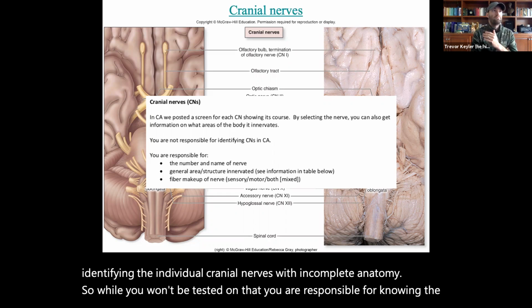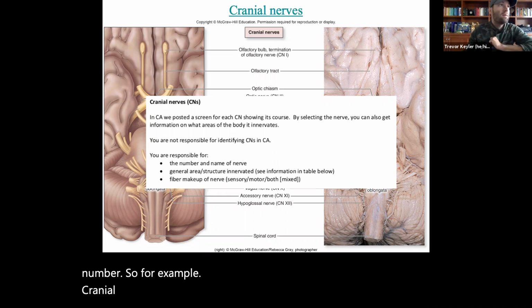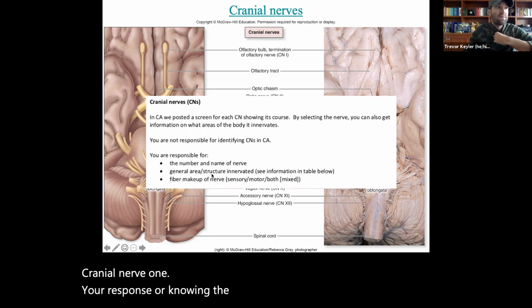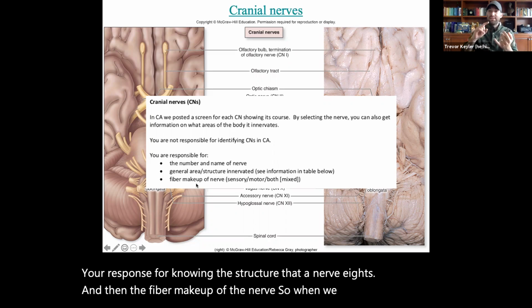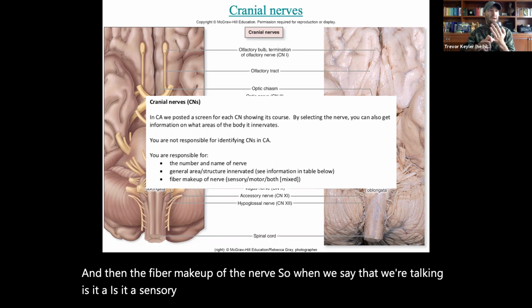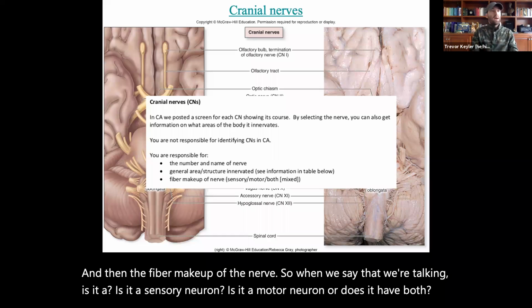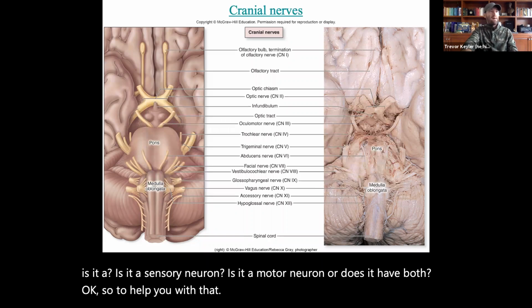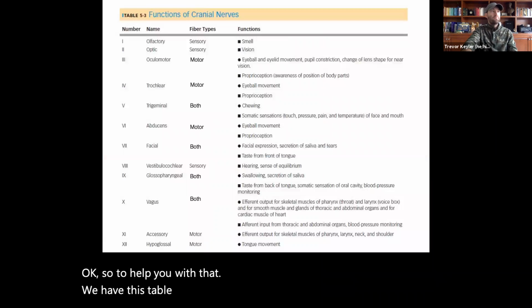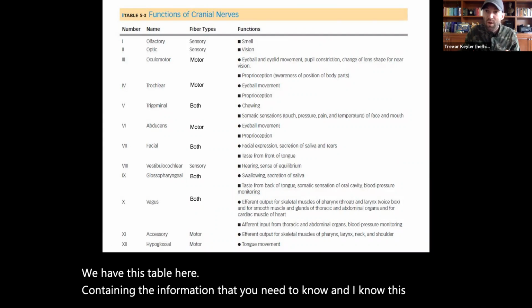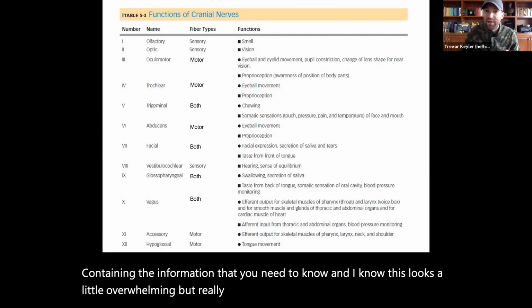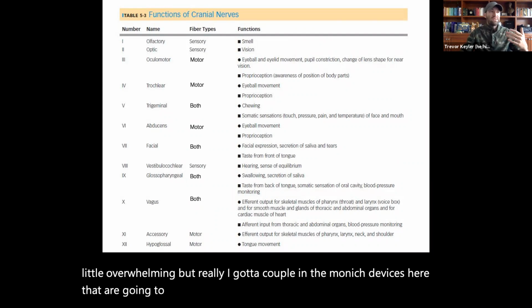So for example, cranial nerve 1, okay? You're responsible for knowing the structure that it innervates, and then the fiber makeup of the nerve. So when we say that, we're talking, is it a sensory neuron? Is it a motor neuron? Or does it have both? Okay. So to help you with that, we have this table here containing the information that you need to know. And I know this looks a little overwhelming, but really I got a couple mnemonic devices here that are going to help you with this information.